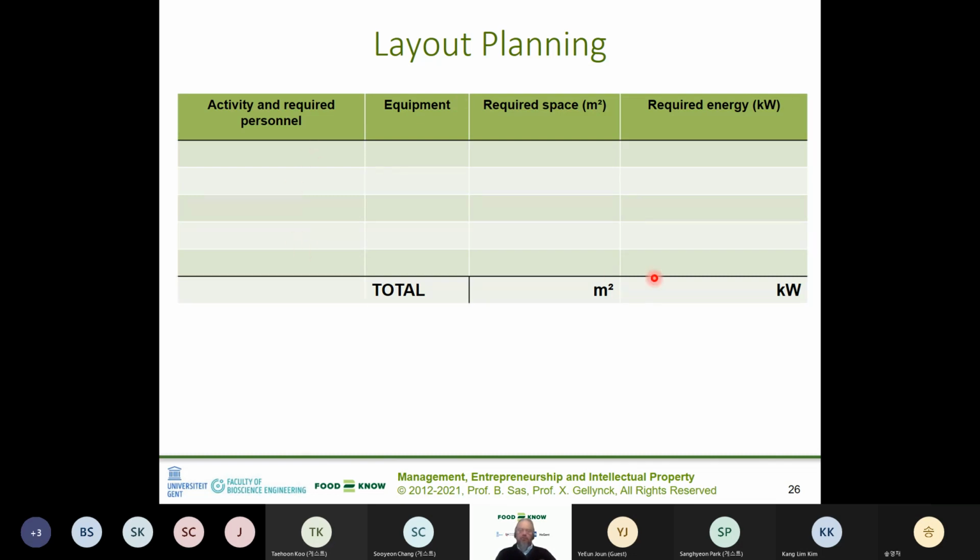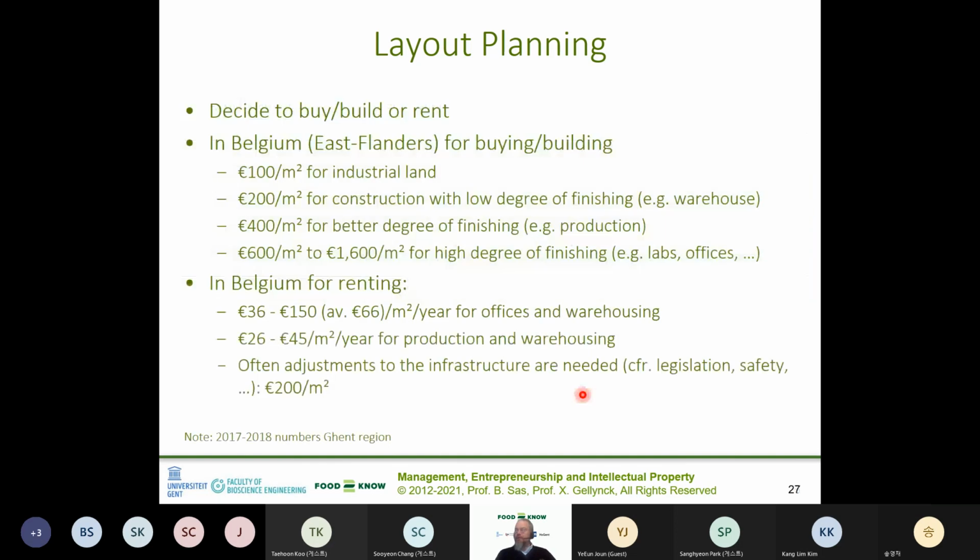And this gives you then the total of square meters, total energy requirements important for your environmental permit. And then you can also decide to build or to buy a location. For instance, in Belgium, you see here prices for buying building. So it's about 100 euros per square meter for industrial land, 200 euros per square meter for construction with a low degree of finishing, up to 1,600 euros per square meter for a high degree of finishing, like for instance labs and offices.